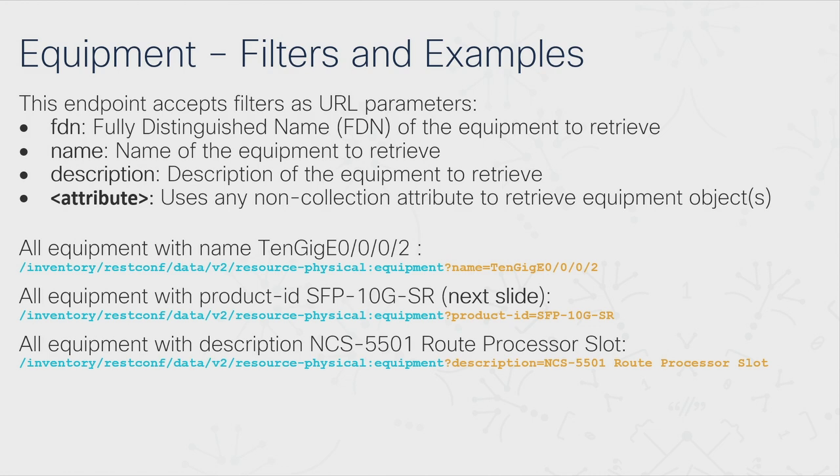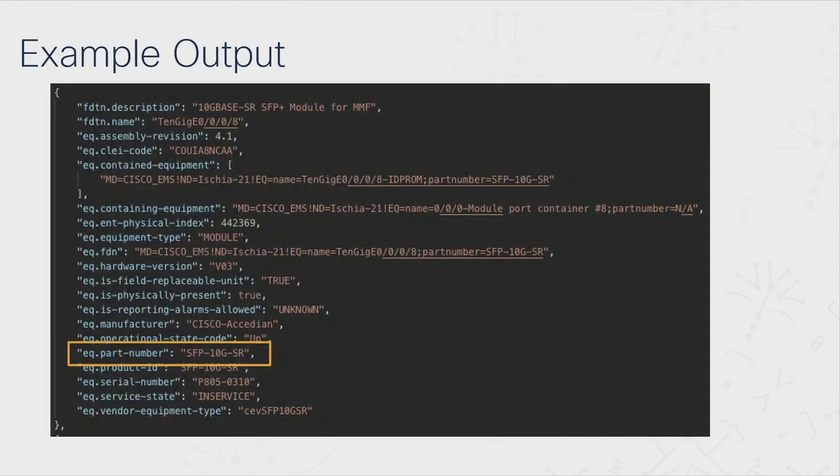So this is the output where you see inventory information like the product ID, the serial number, where this pluggable is located, again, in terms of FDN and so on.